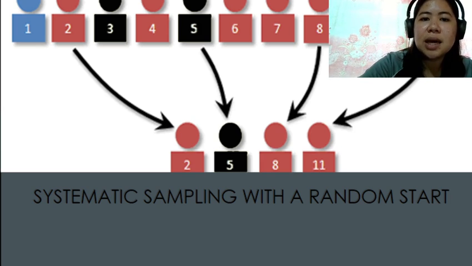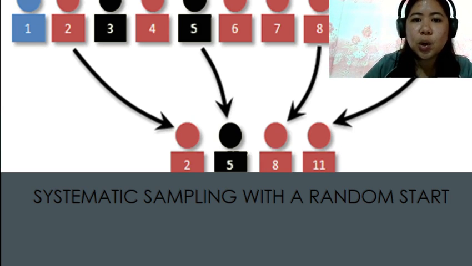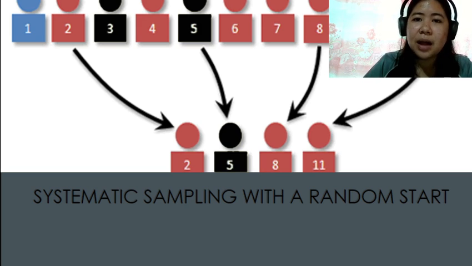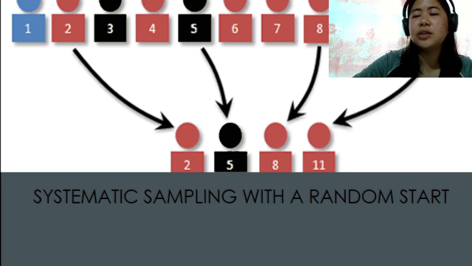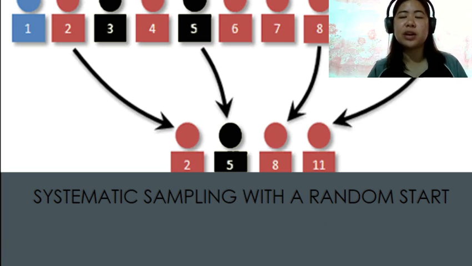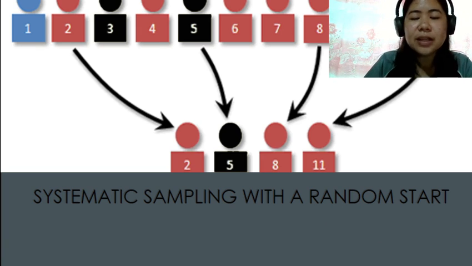That means 3 and 4 will be skipped, and 5 is our next respondent, and then we count again. 1, 2, so 6 and 7 will be skipped. Our next respondent will be 8, and then we count again. 9, 10 will be skipped, and the next respondent is 11, and so on until you reach 100 and you get the 50 sample size. That's how you do systematic sampling with a random start. It's also fun to do.